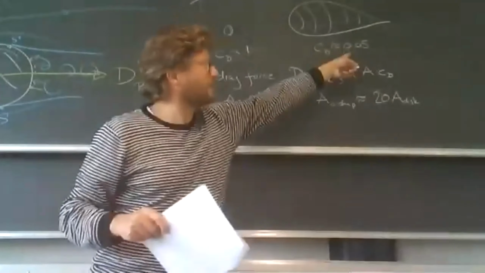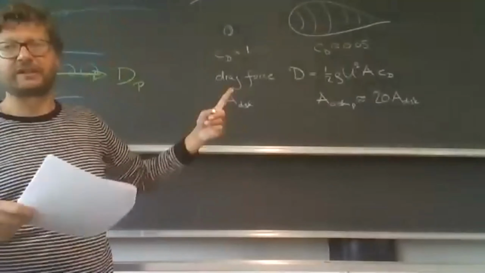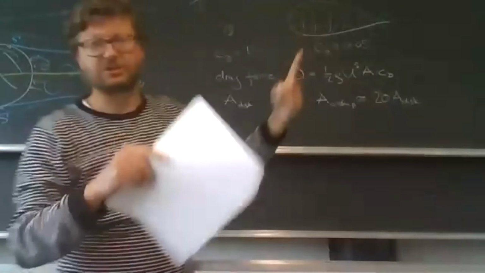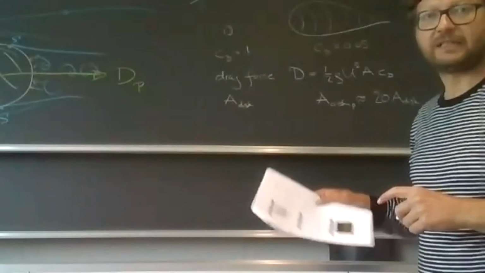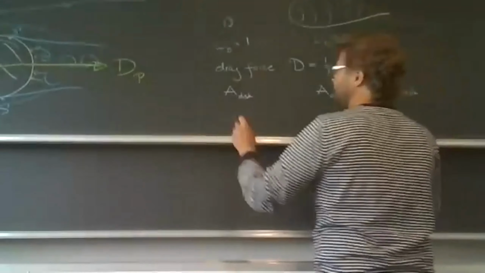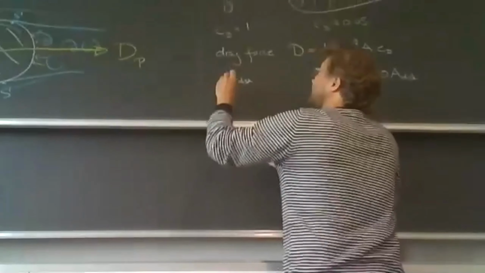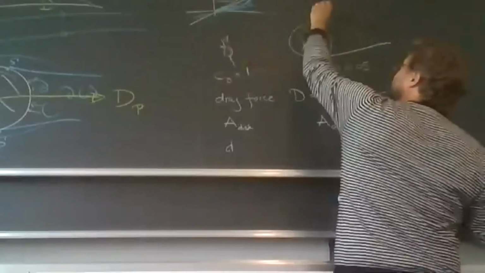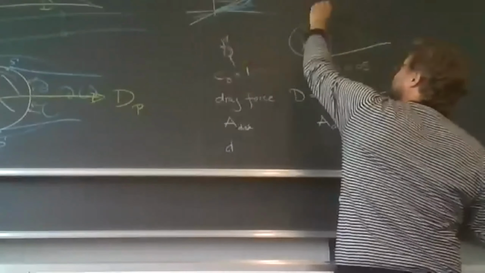Because we have a ratio of about 20 in the drag coefficient. So in order to get the same drag force, this needs to be about 20 times larger in the cross section. Or if you do this by the diameter D, we see here that this is approximately the square root of 20 times D, which is roughly 4.5 D.